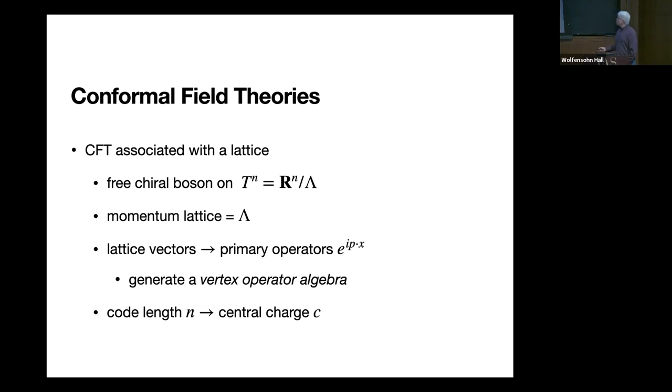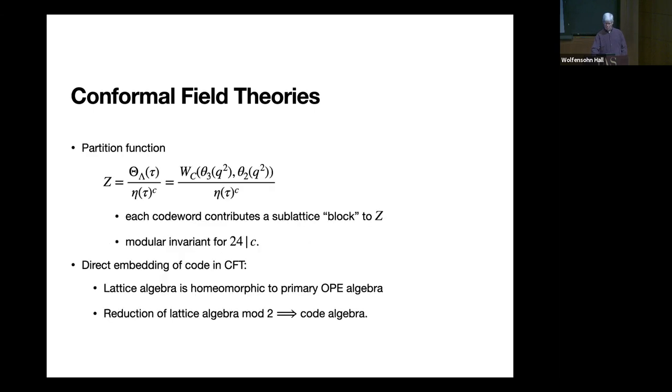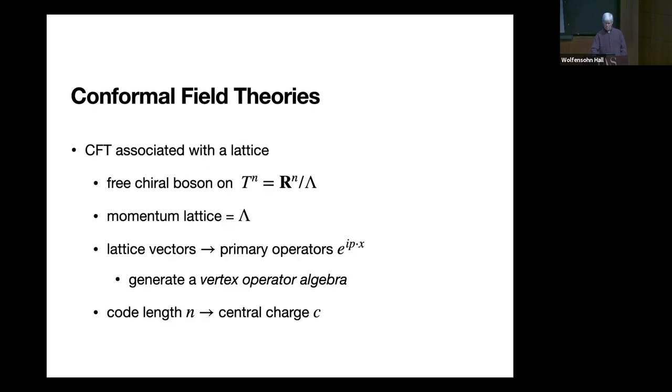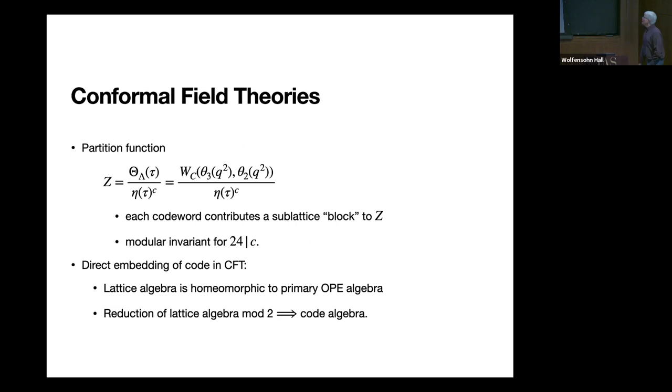And in this correspondence, the code length n gets mapped to the central charge of the CFT. Okay, these are just free chiral bosons. They're the simplest CFTs there are. And the hope is the correspondence doesn't end here.